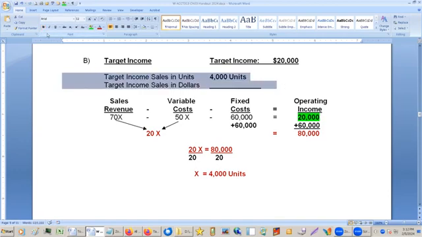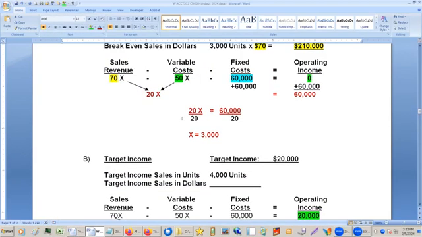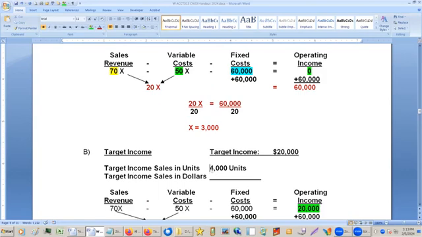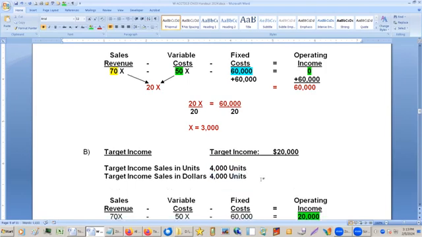And if we want the dollar sales, we're going to multiply each of those by the same 70, giving you 280,000. And again, these are actually the same thing. It's just one's in dollars and one's in the units.